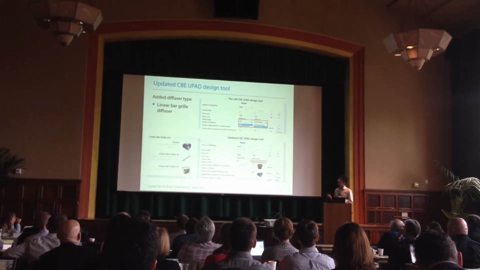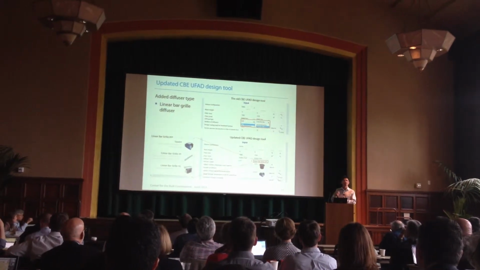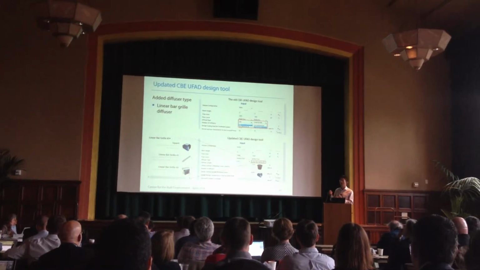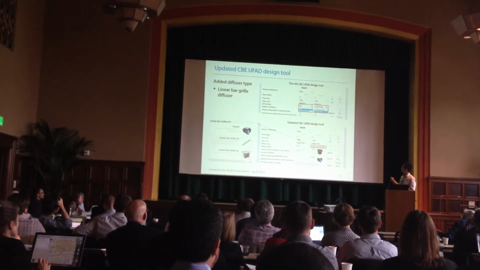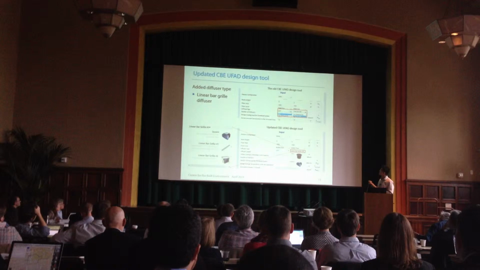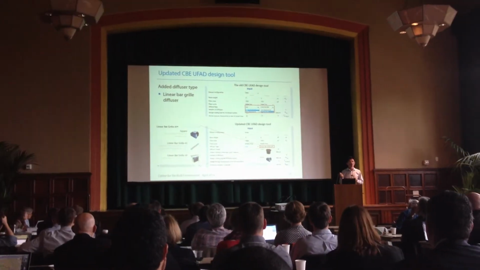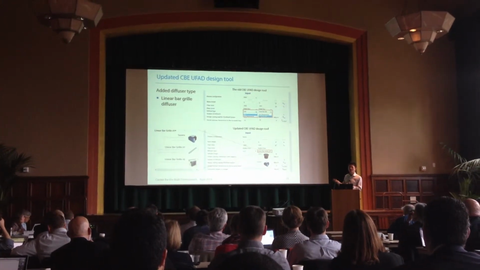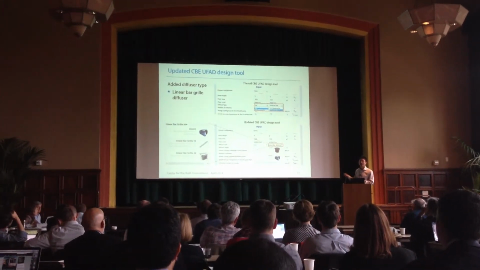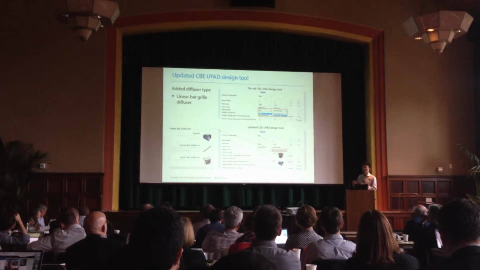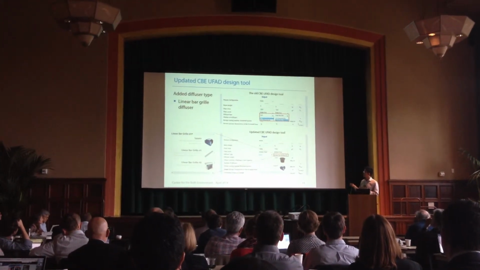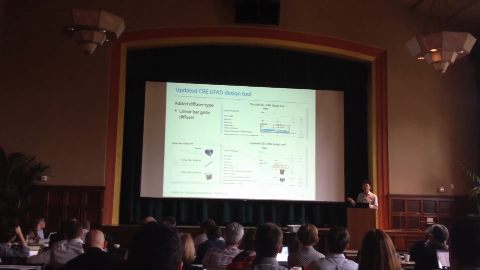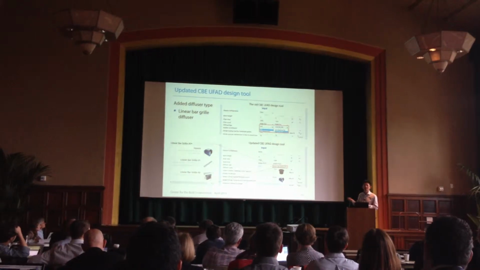So one thing I want to mention: we developed this new model, right, and then we implemented it into the CBE UFAD design tool. And one thing I want to mention is this diffuser type, that we changed the drop-down menu from pure text-based, and now you can see the diffuser pictures and also short descriptions of the diffusers to help you better select the diffuser. And also, we added one more diffuser type to the perimeter zone, which is the linear bar diffuser from the ASHRAE database.